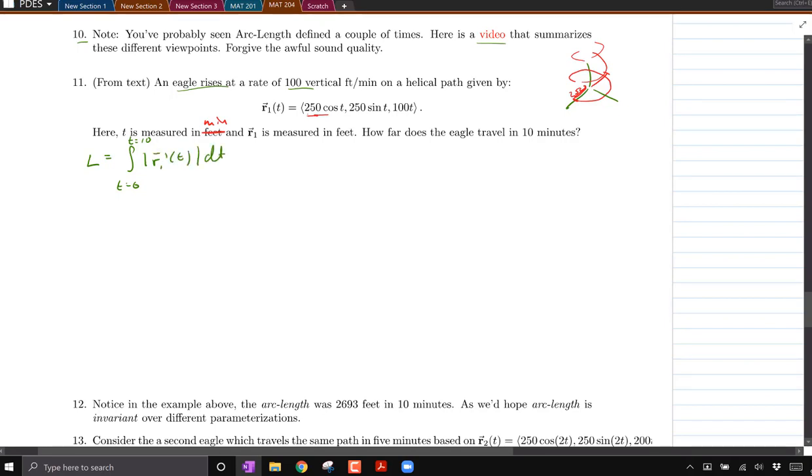So what do we need to compute first, folks? We should find r prime. First thing we've got to do is find r prime. And what is our r prime here, folks? The derivative of the cosine is the negative sine. Great. And then we get 250 cosine of t, and the derivative of the third component is just 100. Okay, so now we can go ahead and compute the magnitude of this. We take the square root of the sum of the component functions squared.